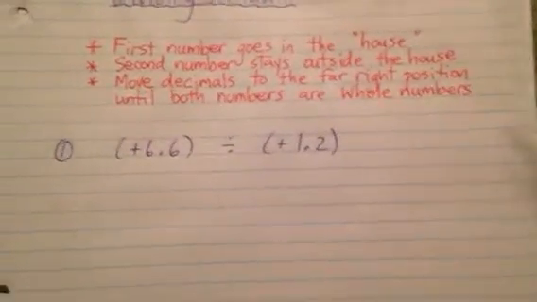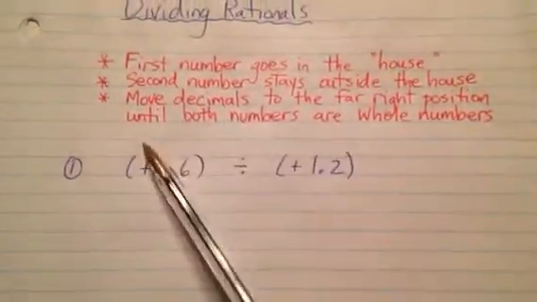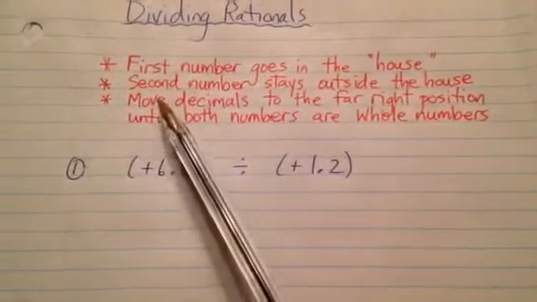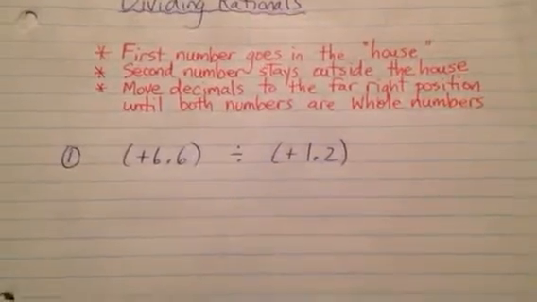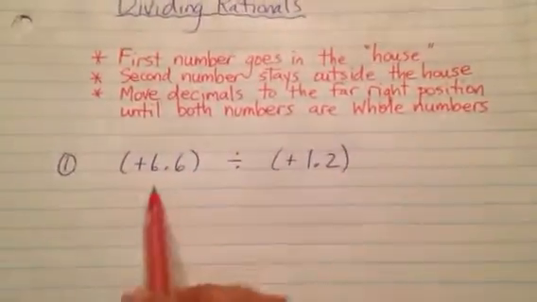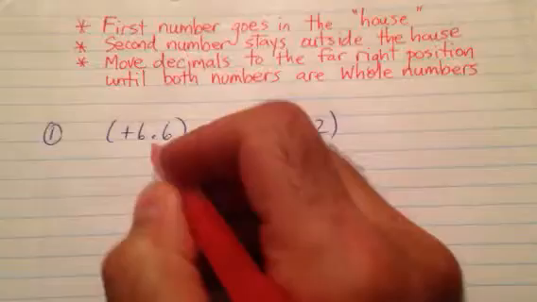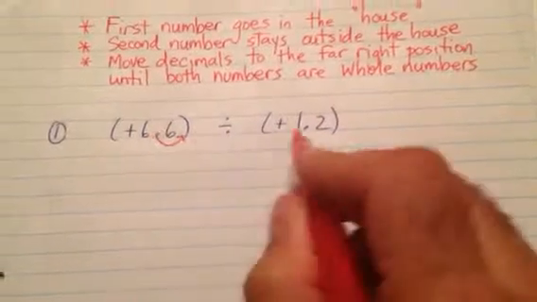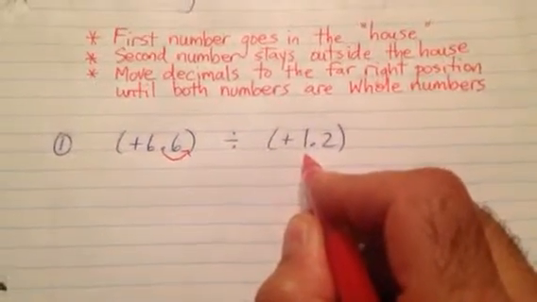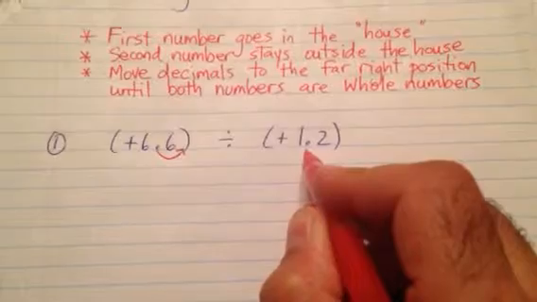So, first example. I like to actually do this last point first. Move the decimals to the far right position until both numbers are whole numbers. So watch what I mean. I want to take this number and move that decimal to the far right, to there. If I do that to one number, I also have to do it to the other, because I'll change the whole value of the number if I don't.